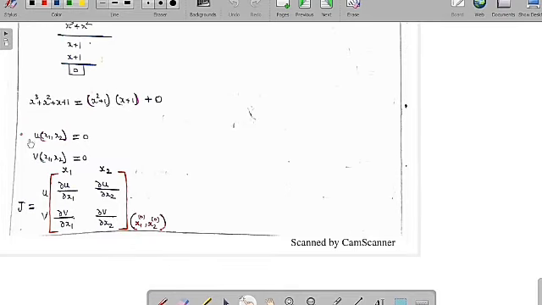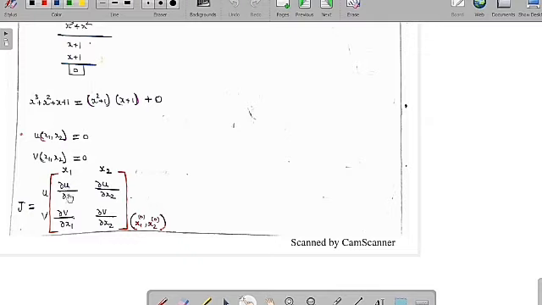Suppose there is a function u with respect to x1, x2 is equal to 0, and similarly there is a function v with respect to x1, x2 is equal to 0. See, u is a function of x1, x2 and v is also a function of x1, x2. Now I want to know what the Jacobian matrix is. What is the Jacobian matrix? So the Jacobian matrix is here, u v with respect to x1 x2.